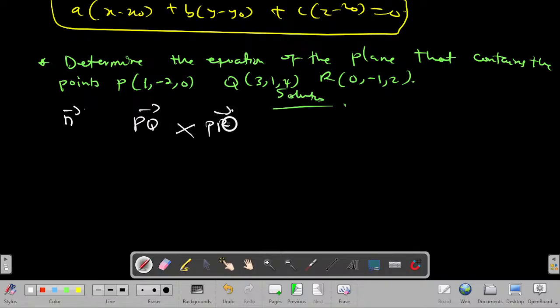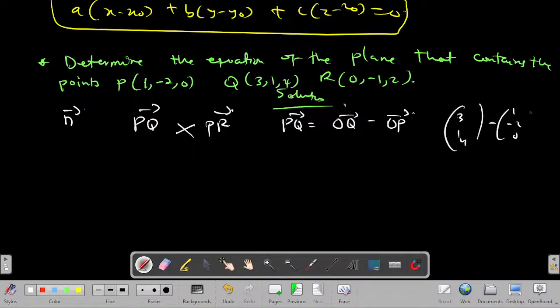Okay. So let's find vector PQ. PQ is simply equal to OQ minus OP. I'm going to have my OQ, which is 3, 1, 4, minus my OP, which is 1, negative 2, 0. So this gives 3 minus 1, 1 minus minus 2, 4 minus 0. Therefore PQ is given as 2, 3, 4.